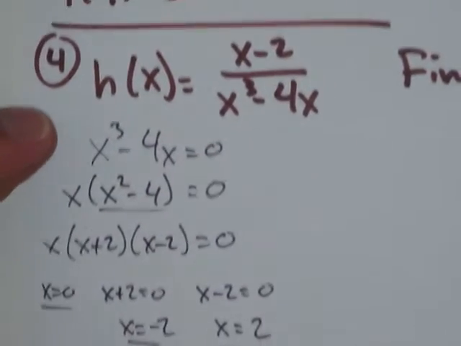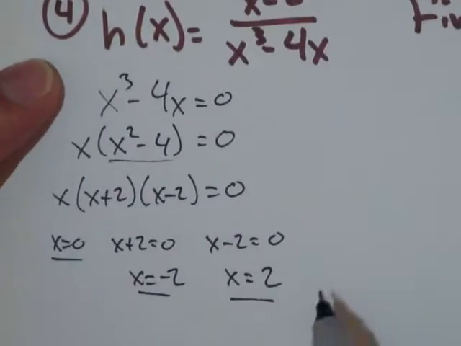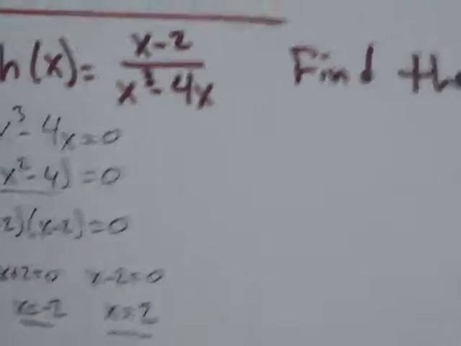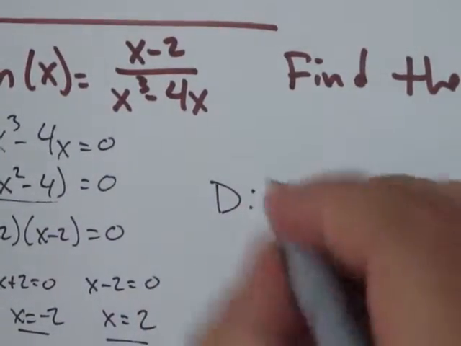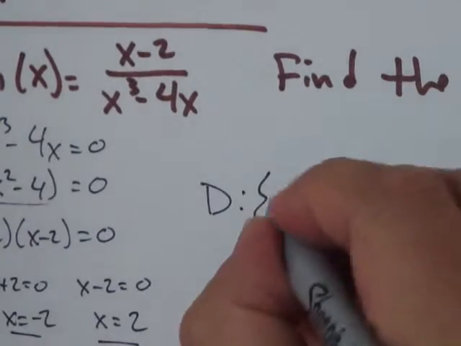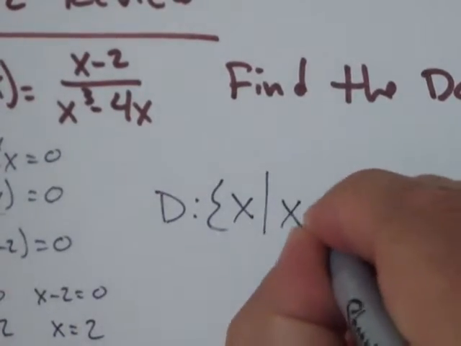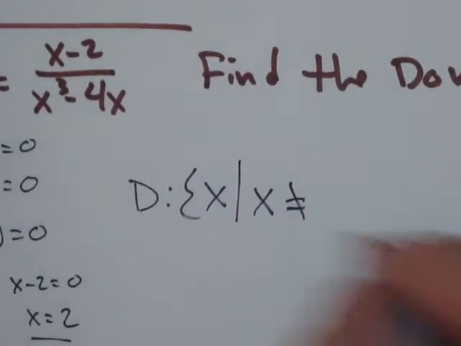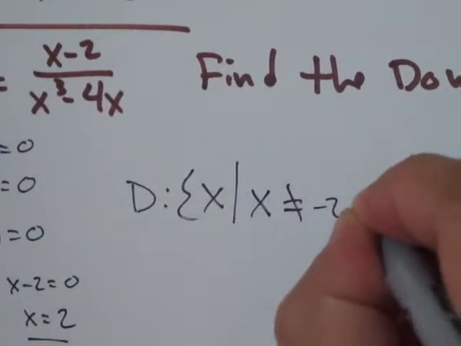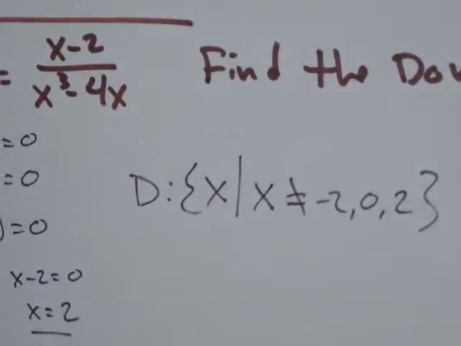So our domain is going to be all the numbers except for these three. And when we write that, we say the domain is the set of all the numbers such that x is not equal to, and we just list them off, negative 2, 0, or 2. And that's our domain.